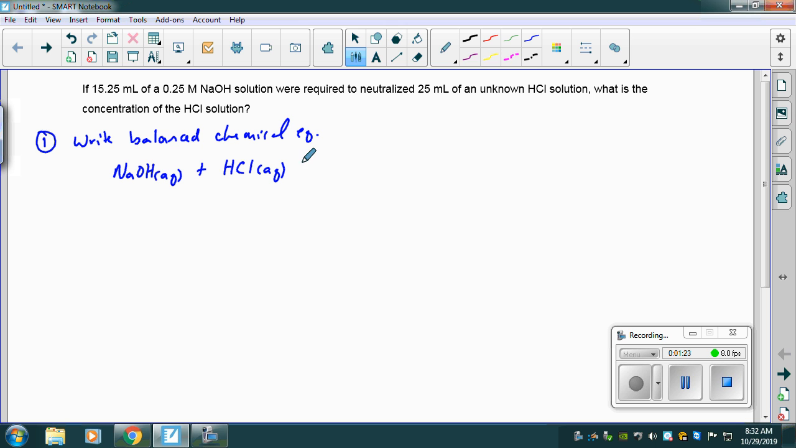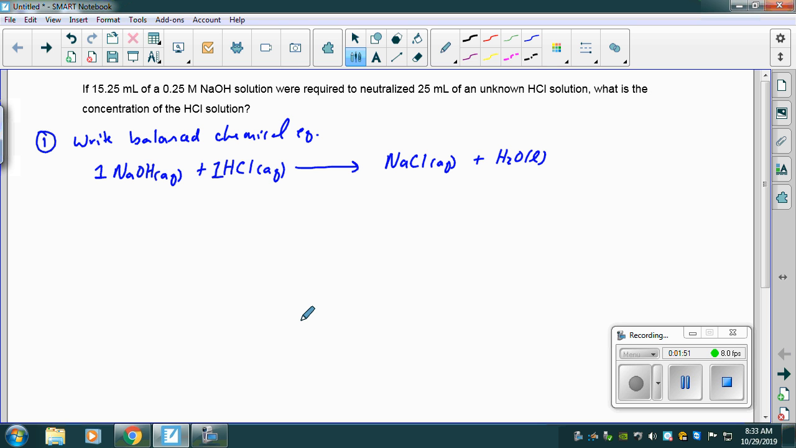Okay, and I got to know that when I do that, I'm reacting an acid with a hydroxide base, so I'll get a salt, in this case sodium chloride, and water. All right, and then I would need to make sure it's balanced. Okay, but it is here. All right, and notice that it's a 1-to-1 ratio of acid to base, or base to acid.